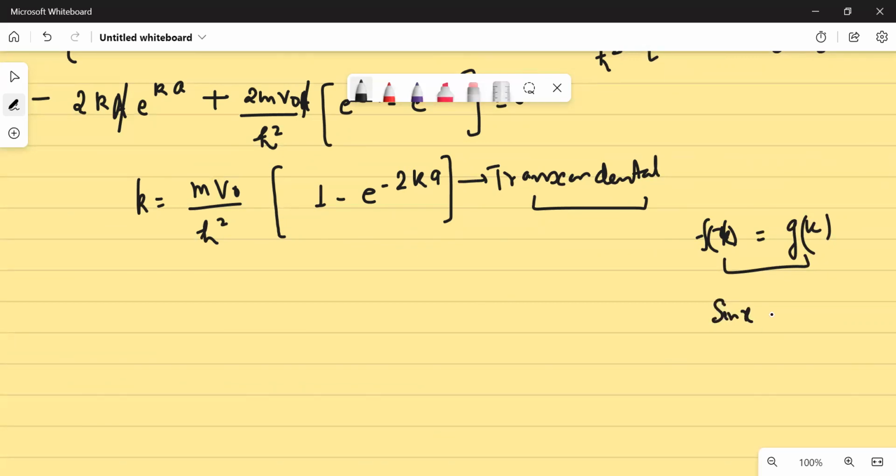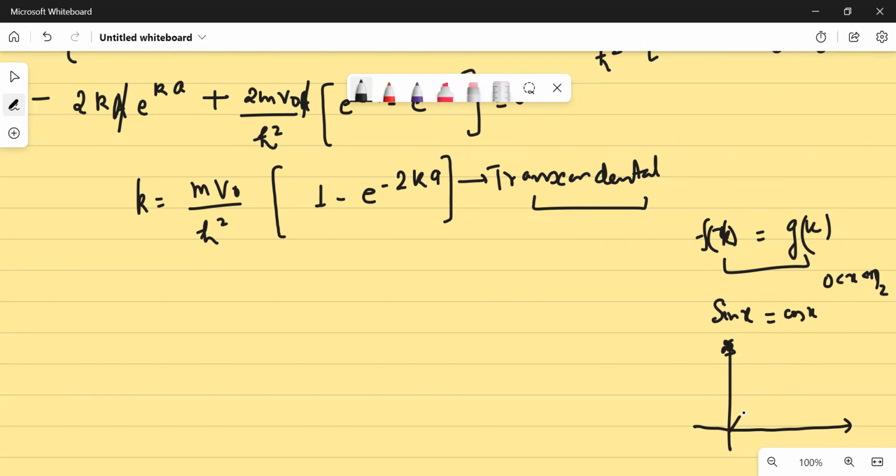Let's say I want to find where cos x is equal to sin x in the range x belongs to 0 to pi by 2. You can simply guess an answer, that answer is x equal to pi by 4. But let's say you never knew the answer, but I wanted to know that there is a root. I know that sin pi by 4 is 1 by root 2, cos pi by 4 is 1 by root 2.